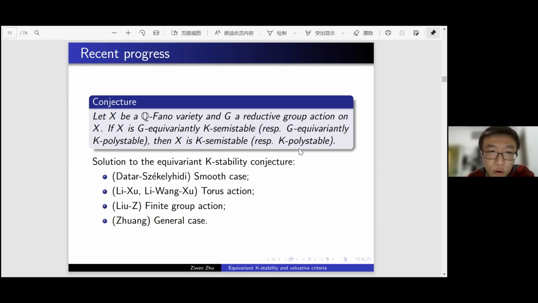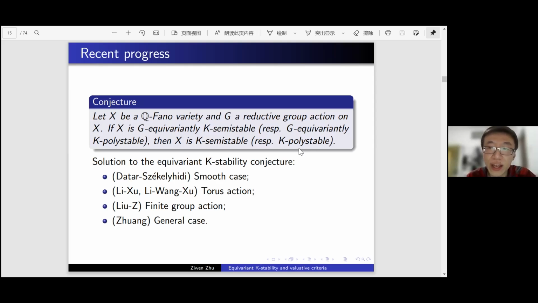Okay, so finally, the full case of the equivariant K-stability conjecture was solved by Zhuang, I think not long ago, sometime last year. So he solved the general case. Basically, he gave a purely algebraic proof of the conjecture for arbitrary group action and for singular Q-Fano varieties as well. So now we know that the conjecture is already true.